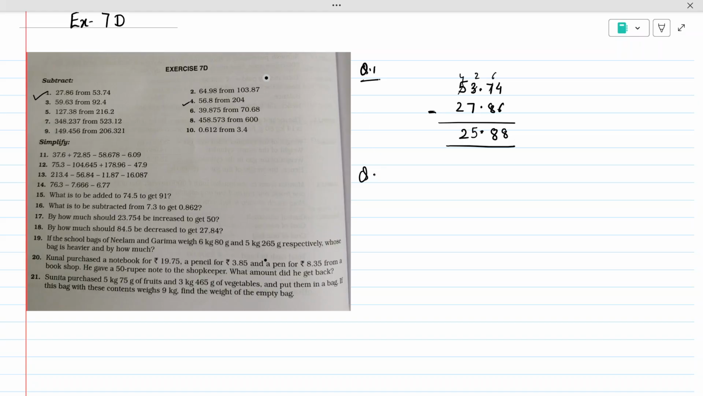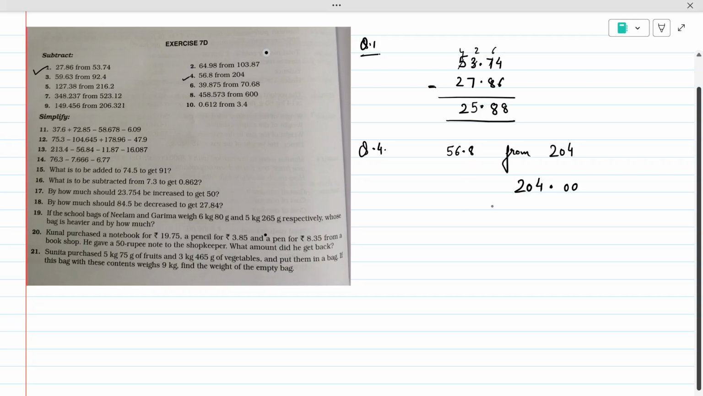Let me pick the fourth question now. We have to subtract 56.8 from 204. Okay, from 204. So now this 204 is not a decimal number. So what we have to do is change it to like decimal first, and for that we are putting a decimal after 204 and adding 2 zeros after the decimal. So as we have learned, this will not change the value of this number.